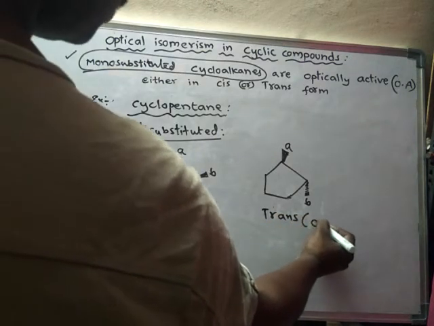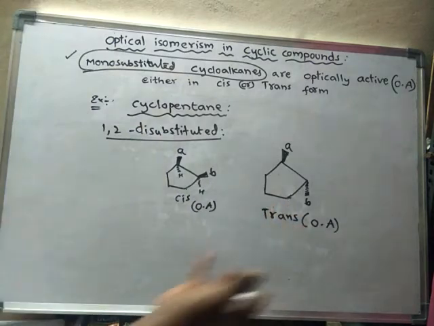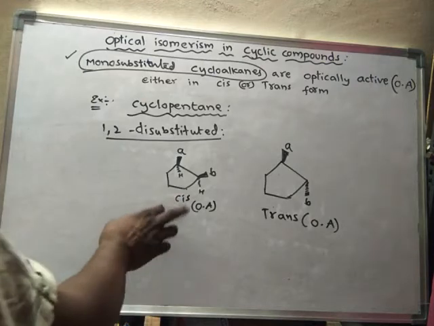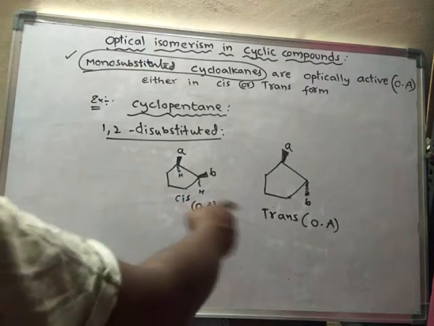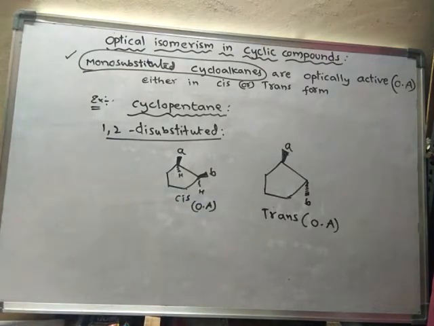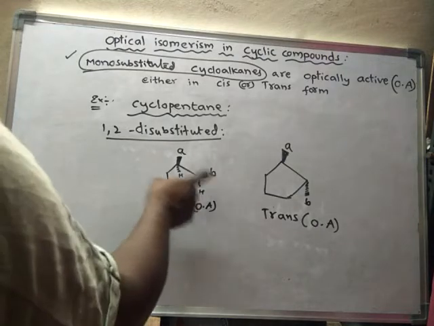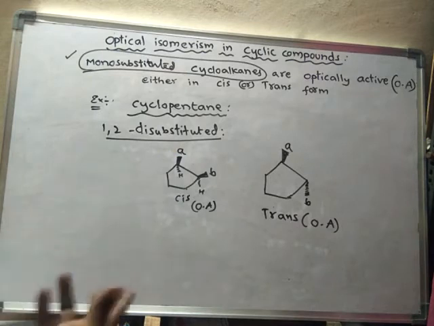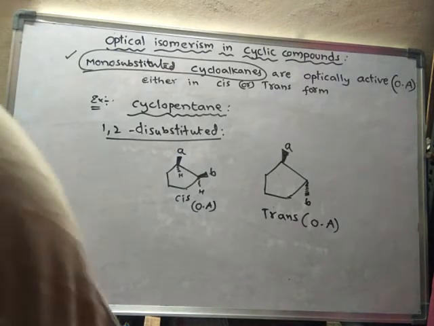So even this is also optically active because there is no plane of symmetry or center of symmetry or alternating axis of symmetry. So that means the cis form is optically active and even the trans form is also optically active when these two groups are different. Suppose A is equal to B.